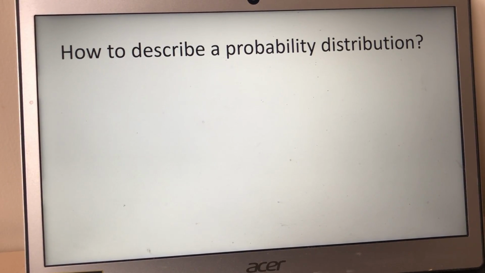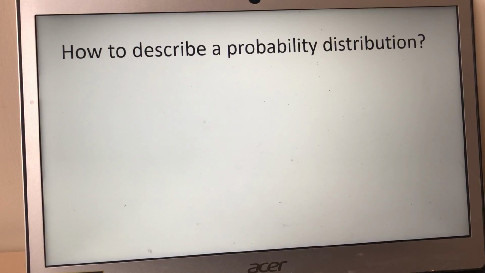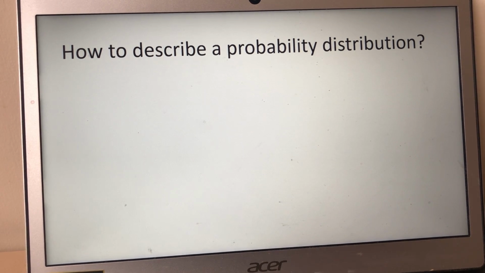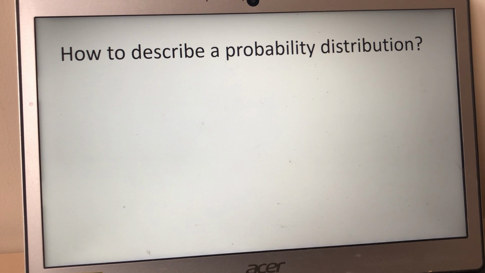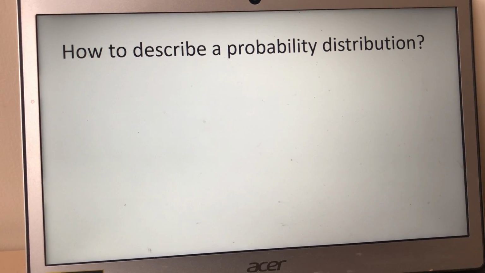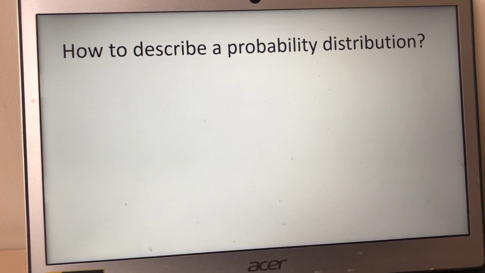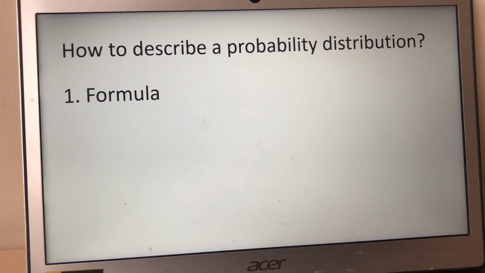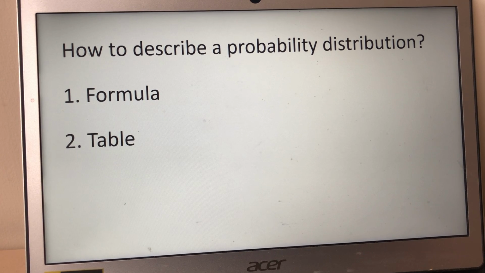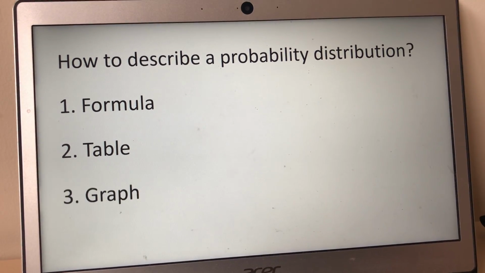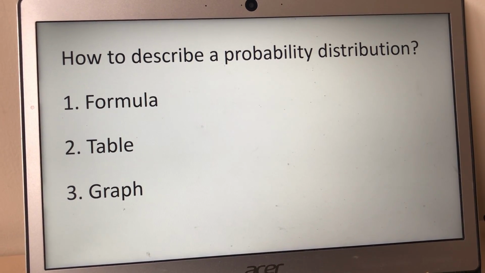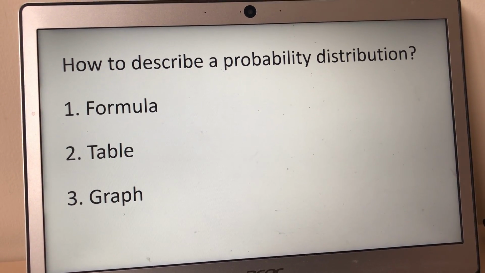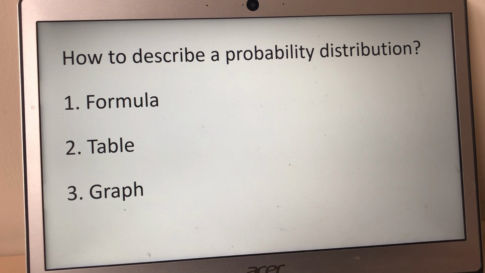And then after you define what kind of distribution the random variable follows, you have to tell the probability distribution. There are 3 ways to tell the probability distribution. First of all, a formula, and then a table, and then the last one is a graph. You can use either one of them to tell people the probability distribution.